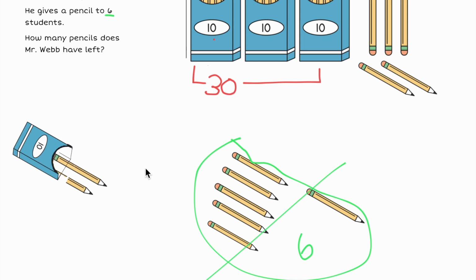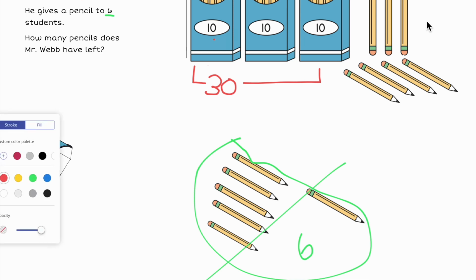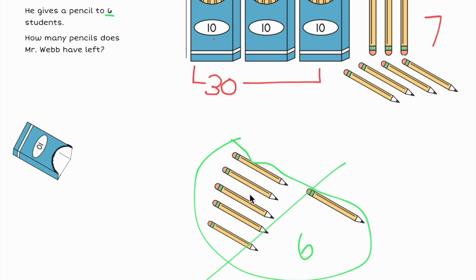3, 4, 5, 6, 7. Okay, 7. And remember, we won't count these 6 because those are the 6 he gave away. So I can add 30 plus 7 equals 37. So 43 minus 6 pencils is 37. And that's why we had to unbundle to subtract 6.